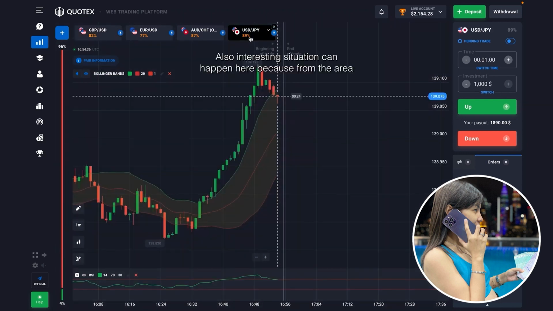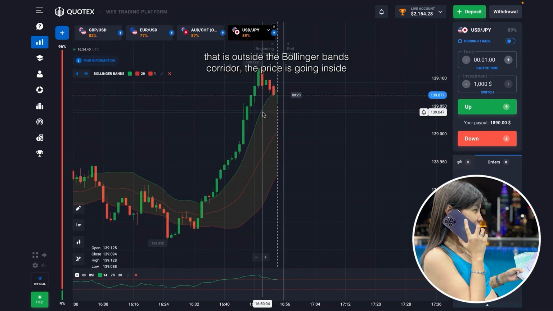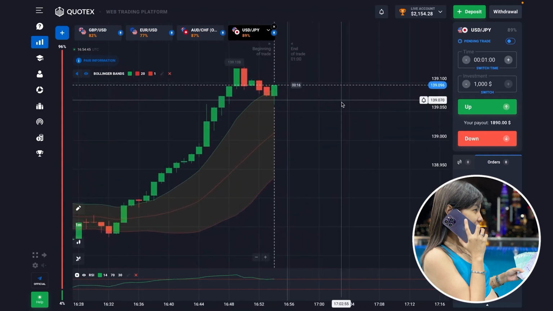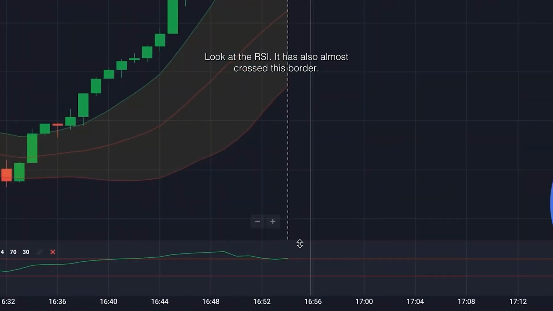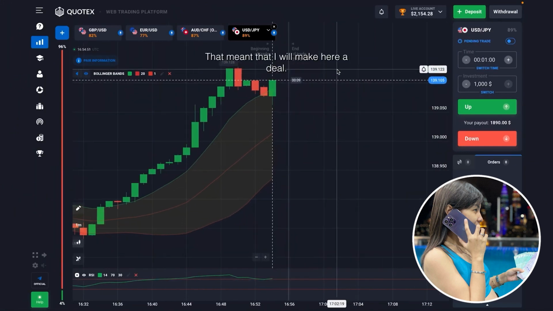Also, an interesting situation can happen here because from the area that is outside the Bollinger Bands corridor, the price is going inside of this channel, and this is perfect. Just look at the RSI, it has also almost crossed this border. That means that I will make a deal here.